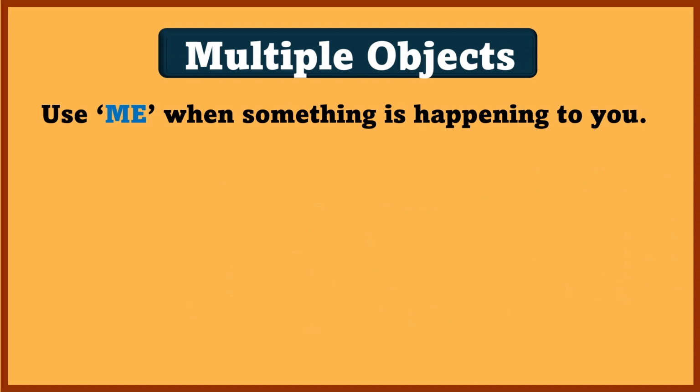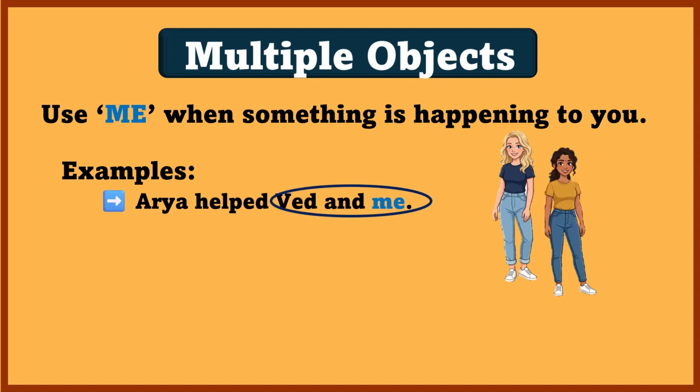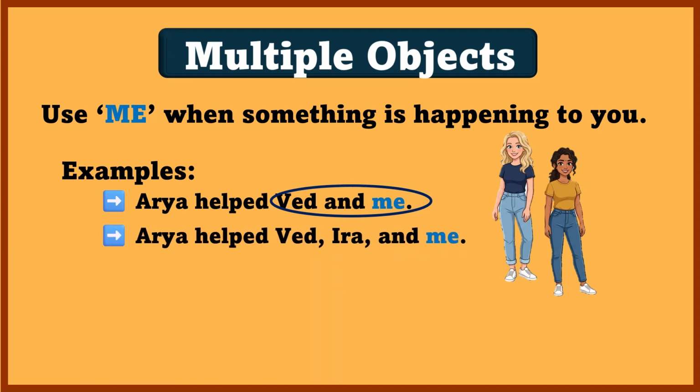Use me when you are part of the object of the sentence. This means someone or something is doing the action to you and others. Let's look at some examples. Arya helped Ved and me. Here, Ved and me are the objects. Arya helped Ved, Ira and me. Here, Ved, Ira and me are the objects.